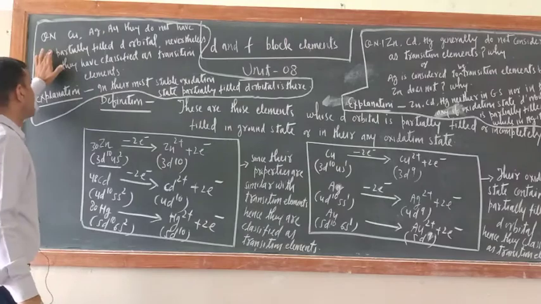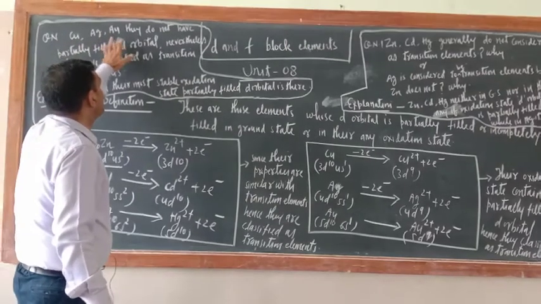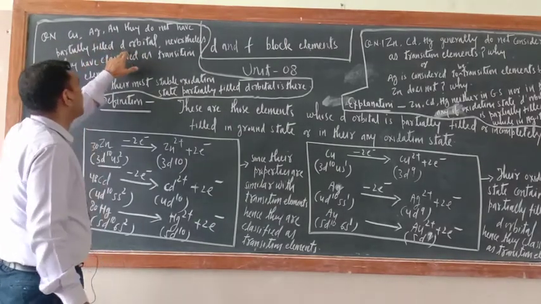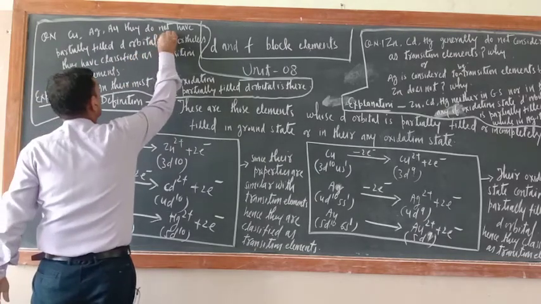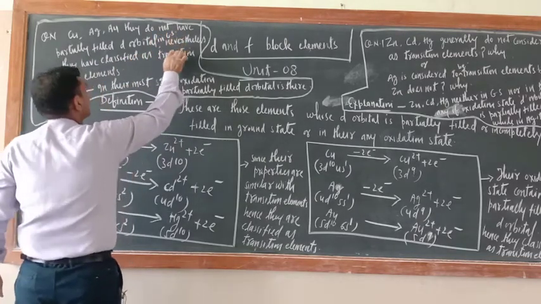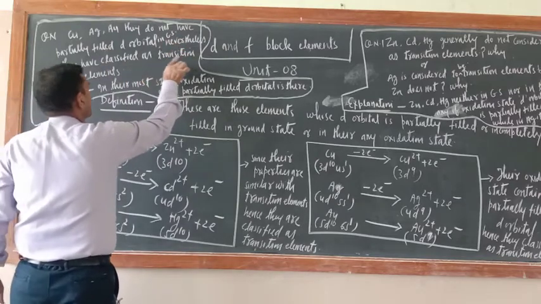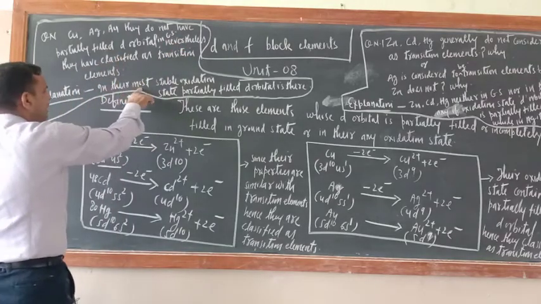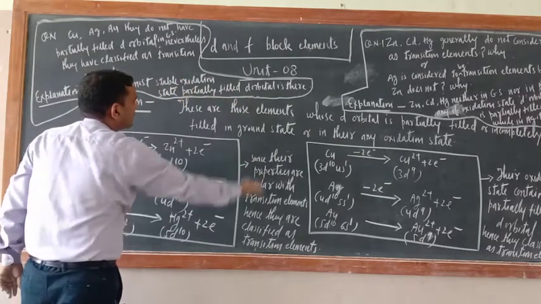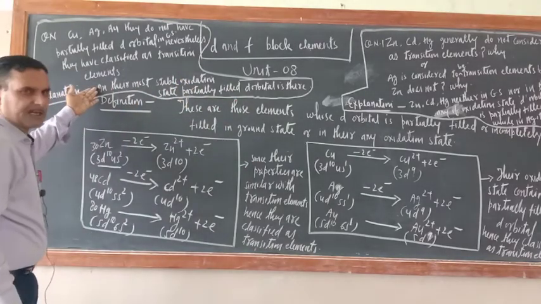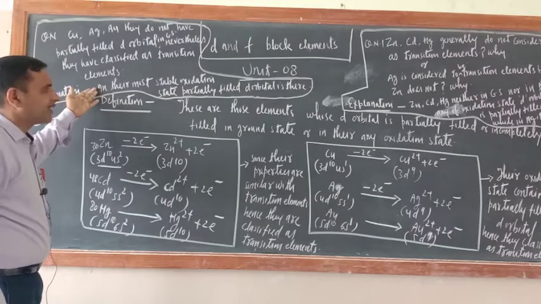Here I wrote a question: copper, Ag, Au, they do not have a partially filled d orbital in the ground state. Here write GS, ground state. Nevertheless, they are classified as transition elements. Just see, in their most stable oxidation state, a partially filled d orbital is there. That is why they are classified as transition elements.